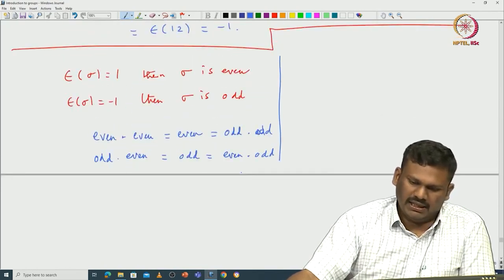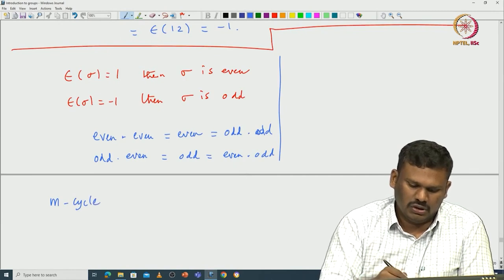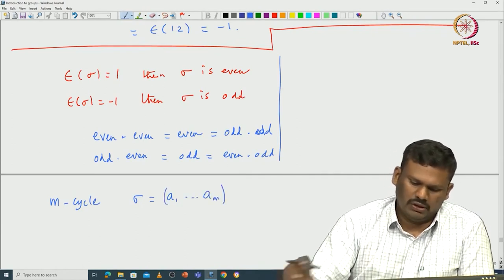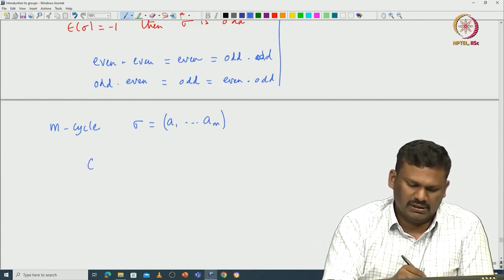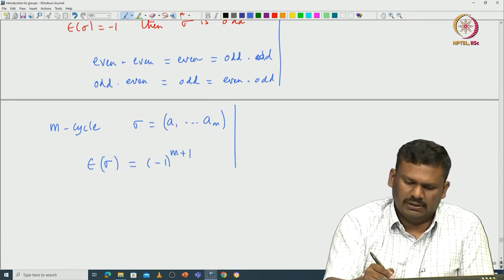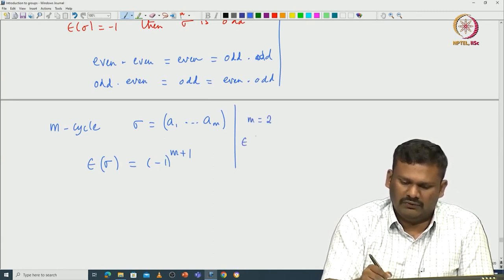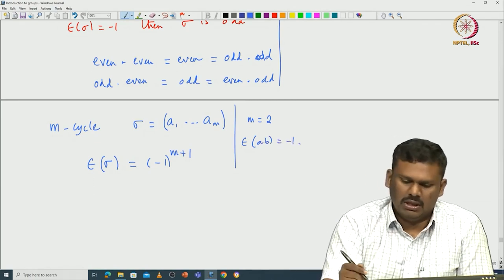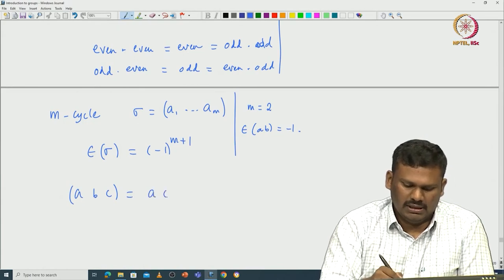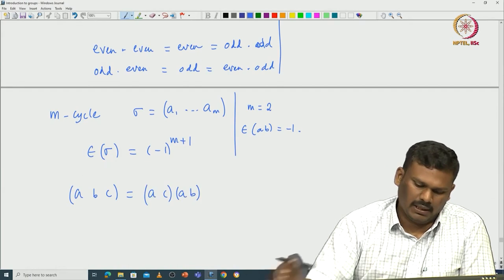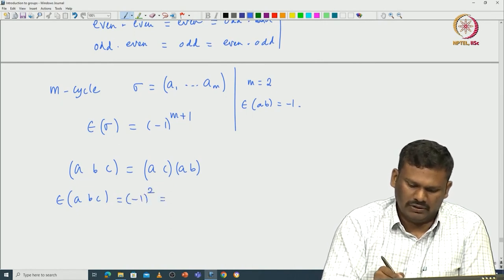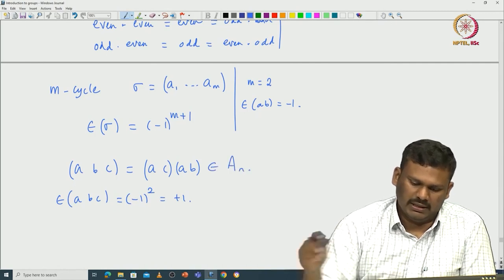So now if you take an m-cycle, let's call it sigma, (A1 ... Am), then you can see that the sign of this sigma is going to be exactly (-1) power m plus 1. Because if m equals 2, then the sign of (A B) is -1, that is what we have observed. When you take a 3-cycle (A B C), we wrote it as (A C)(A B). Then the sign of this is (-1) squared, which is plus 1. So that means this is all in A_n.